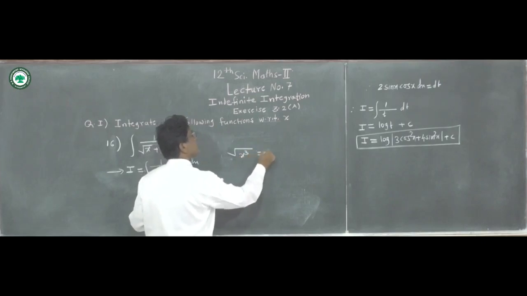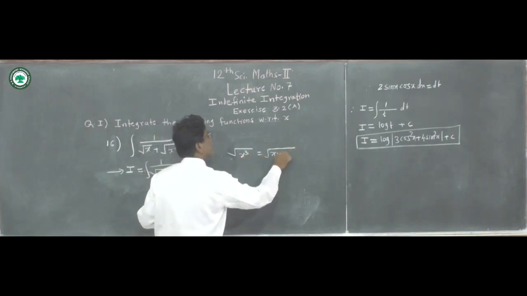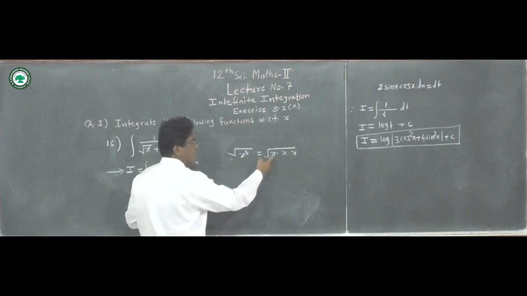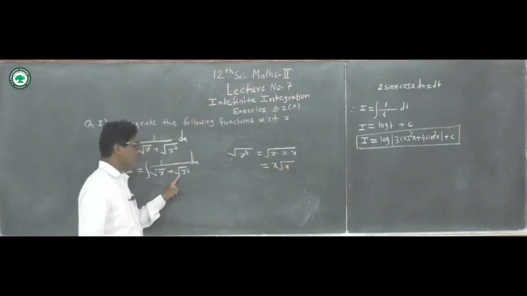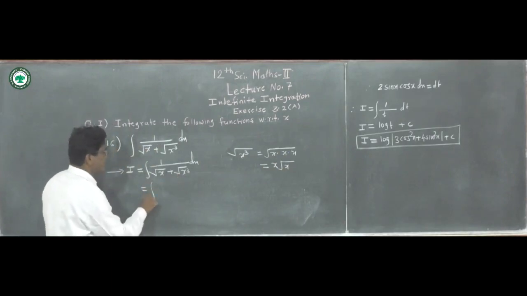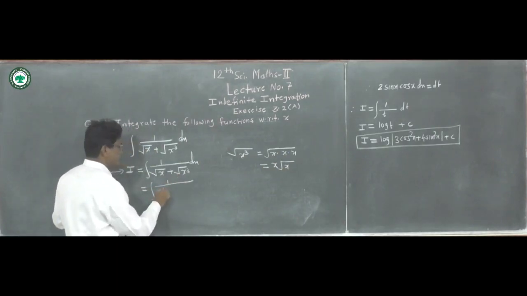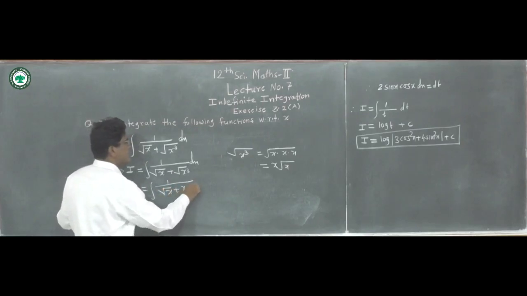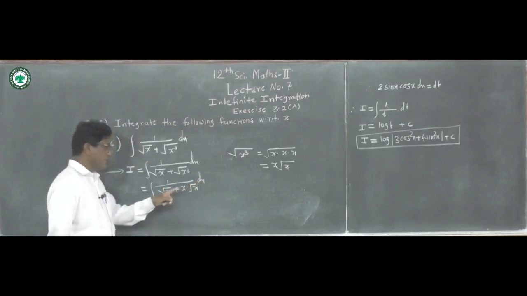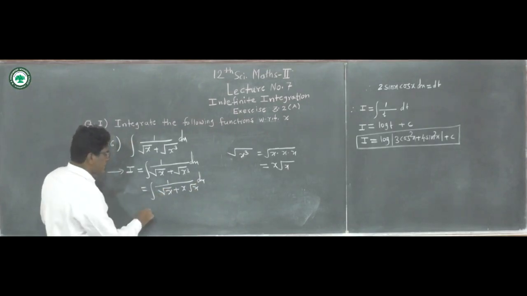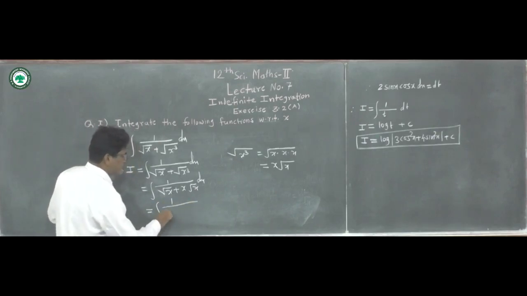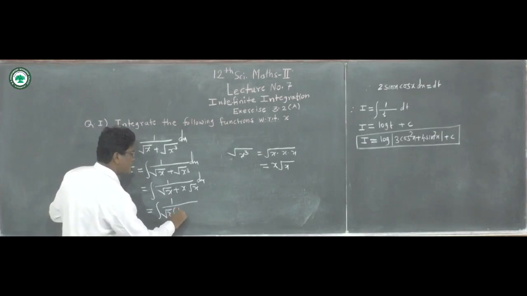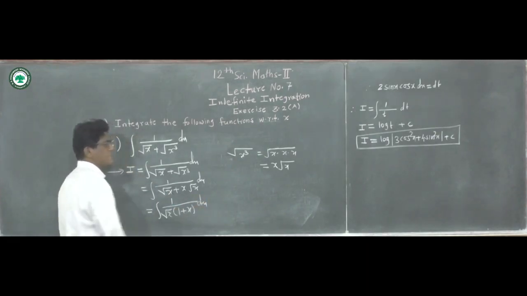Now this root of x cube we write as root of x into x into x, so x cubed is x into x into x. This x into x is outside the root, so x into root x. So we get here the integration of 1 upon root x plus x into root x dx, and now take root x common. So we get I, the required integral, equal to 1 upon root x times 1 plus x, and dx as it is.